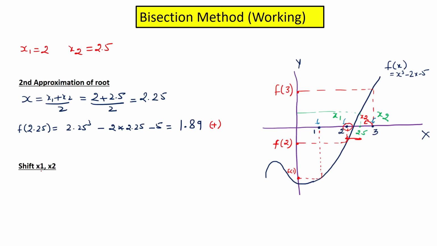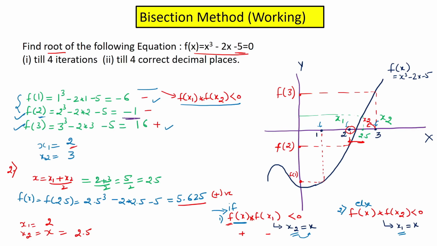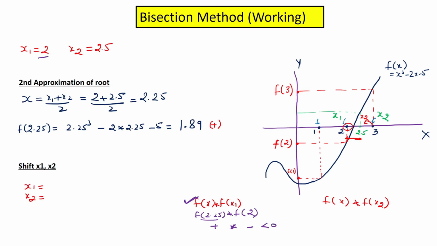Now in the third step, I have to change x1 and x2, so I will check both those conditions. First, let's check this condition: f of x into f of x1. That means f of 2.25 multiplied by f of x1, and f of x1 will be f of 2. This value is a positive value, as we have calculated. And this f of 2 is a negative value, as we calculated in our previous iteration. Here you can see that this minus 1 is a negative value. So this will surely give me a value lesser than 0, because both these values are of opposite sign.